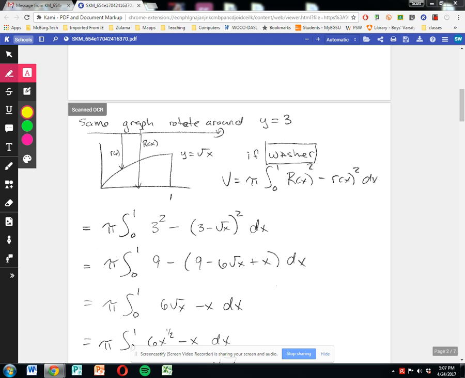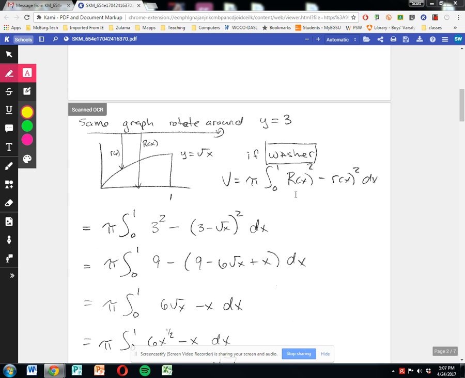So this length is going to be 3 all the way down to here. So our big radius function is just the constant 3. Okay, the little radius function, since the distance between here and here is rad x, the distance between here and here is 3 minus rad x. So again, if you're coming from the other direction, we know that the distance between the axis and this point right here is rad x, so 3 minus rad x gives you the small radius function.